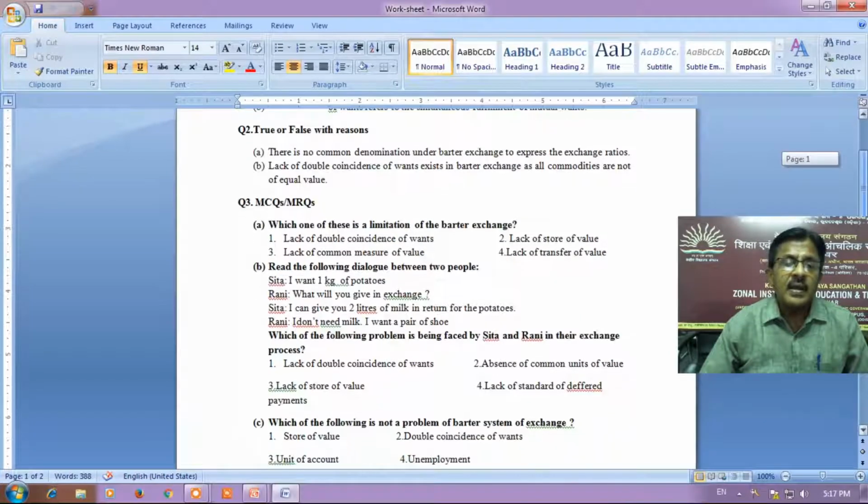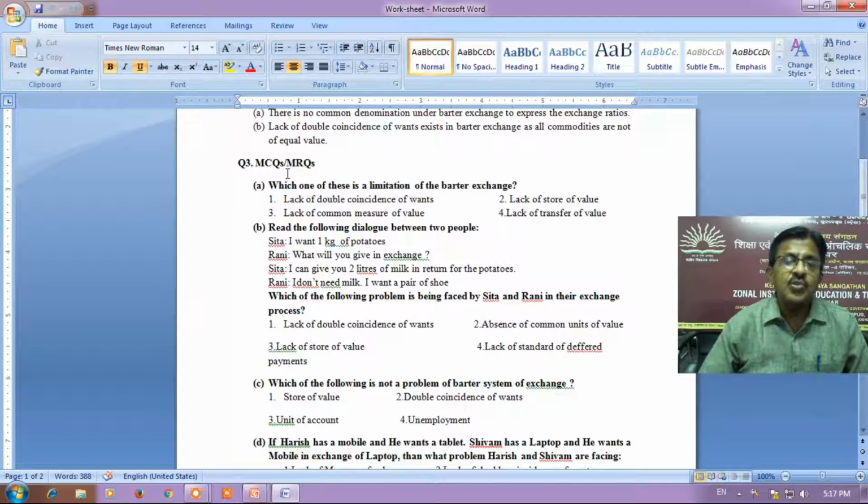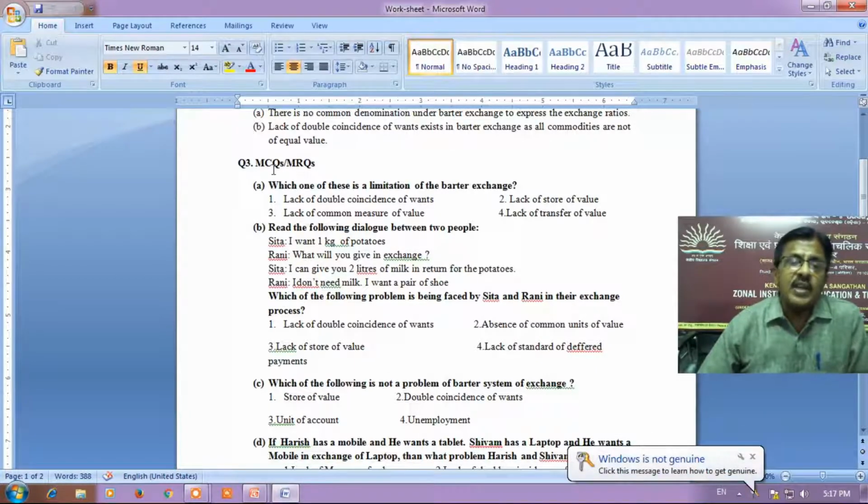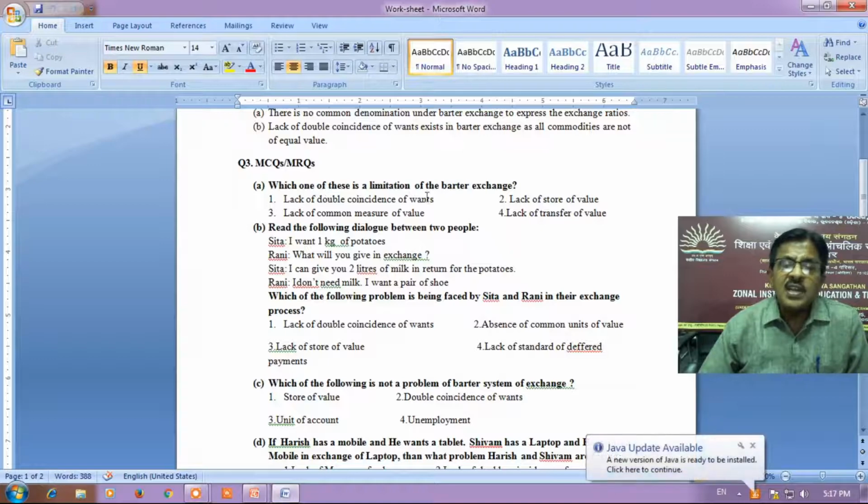Then the third question, MCQs or MRQs. MCQs, you know, multiple choice questions or multiple response questions. So that means a question having more than one response, that is multiple response. So this type of question nowadays is being asked, may be asked in the board examination. Which one of these is a limitation of the barter exchange? So you see these options. From these, which one of these is a limitation of the barter exchange?